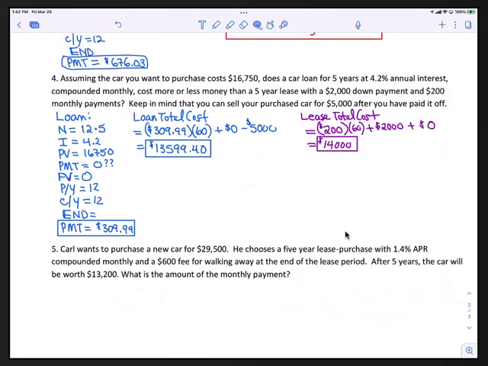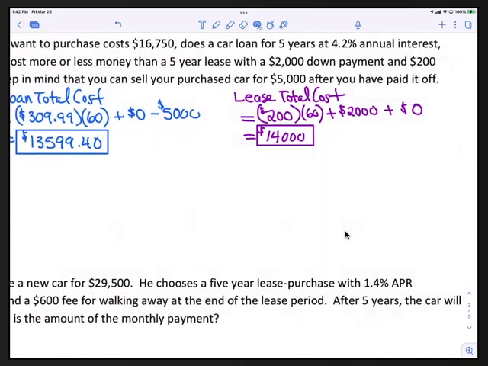All right, now we're calculating the total cost for the lease. To calculate the total cost for the lease, you take the payments, and it says the payment for the lease was $200 times 60 months, plus you have a down payment of $2,000 for the lease, so you add the $2,000, plus you add any costs for walking away from the loan at the end. Well, this had a 0 cost for walking away, so we put 0 there. So 200 times 60 plus 2,000 gives you a total lease cost of $14,000.